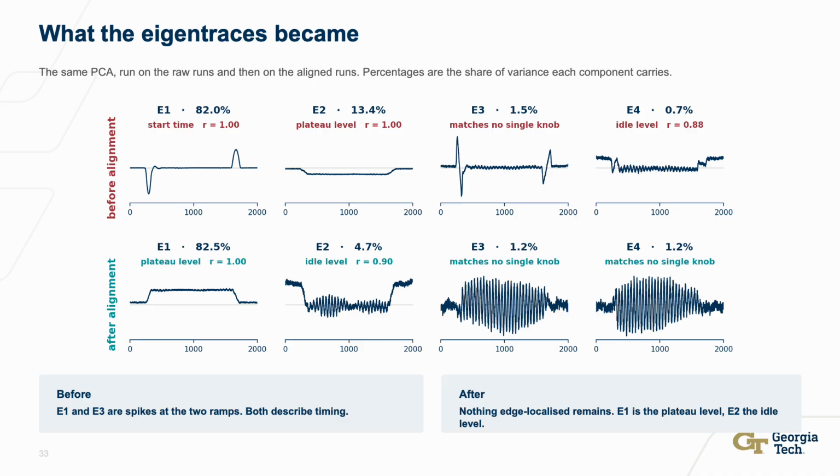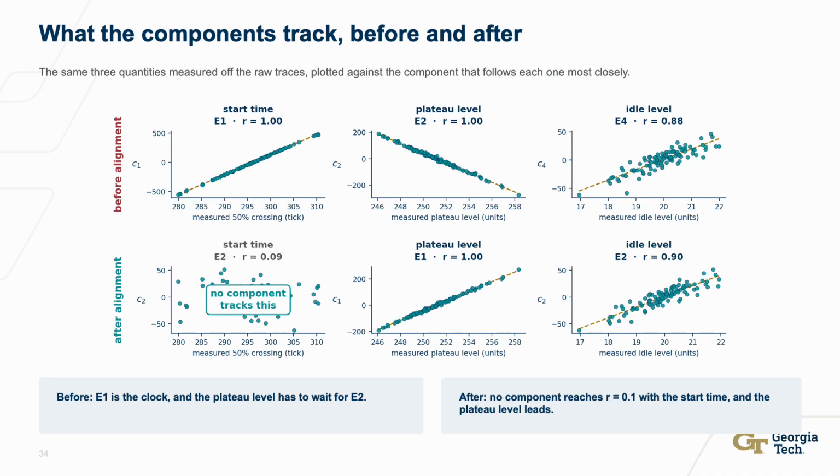The third and fourth are oscillatory patterns on the plateau that match no single parameter. That first panel is the whole story of this lecture in one picture. It goes from a pair of spikes at the ramps to a flat block on the plateau. Both the leading component described when the run started. After, it described the plateau level, which is the set point, a quantity a process engineer actually monitors. Same comparison done with the correlation evidence rather than the waveforms.